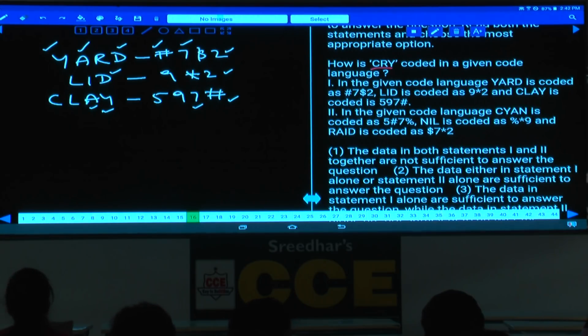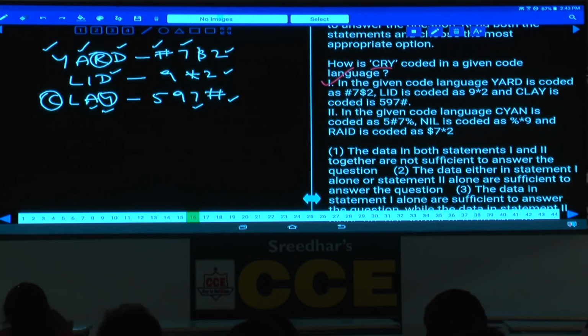Yes, what can you infer from this one? Now the letters and the codes are directly given. Now tell me whether we are able to find out the code for CRY or not. C is there, R is there, Y is there, hence one alone is sufficient, isn't it?